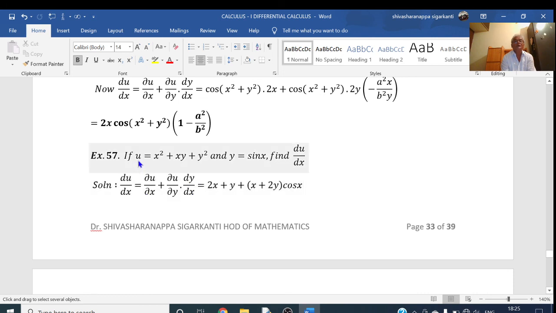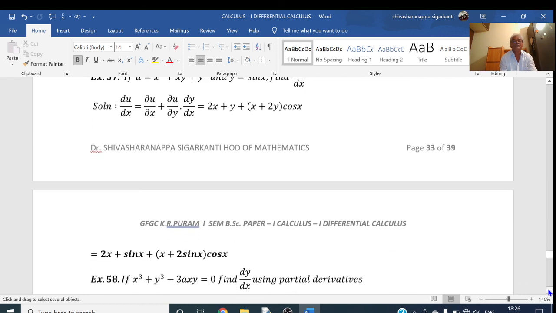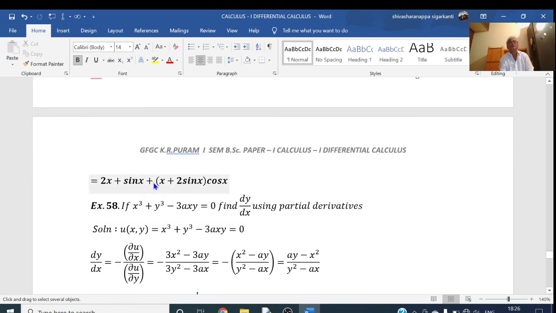This is equal to, what is dou u by dou x? U is here. Dou u by dou x is 2x plus y, plus dou u by dou y. Differentiation of this with respect to y is x plus 2y, into dy by dx. Y equal to sin x, therefore dy by dx is the derivative of sin x, which is cos x. So this is our du by dx. And if you want to write y also in terms of x, then we can put y equal to sin x here. In place of y we can put sin x.